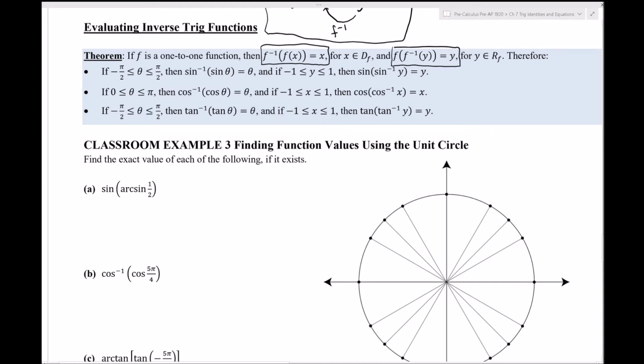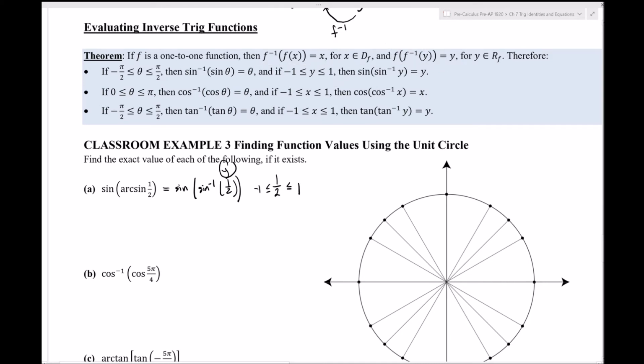So let's look at sine of arc sine of 1/2. It's the same thing as sine of inverse sine of 1/2. So 1/2 is the y-coordinate. Here's the idea. We check, is 1/2 between -1 and 1, because it's a y-coordinate? Yes, it is. So if that's the case, then those two just cancel each other out and you're left with 1/2. That's the answer.